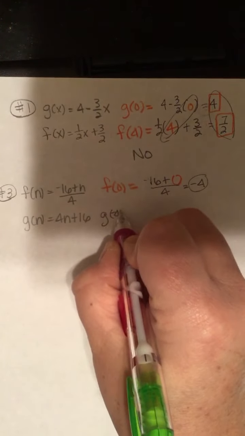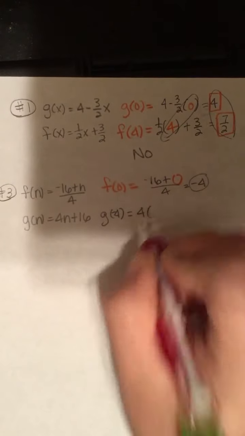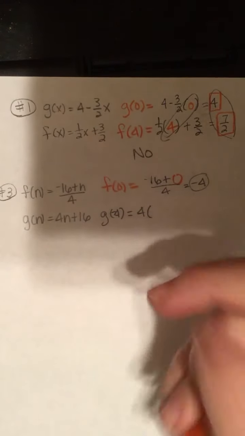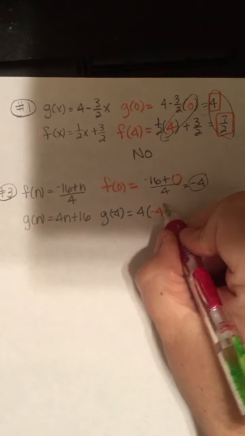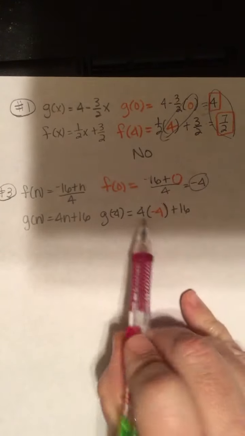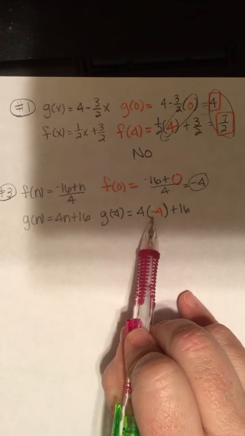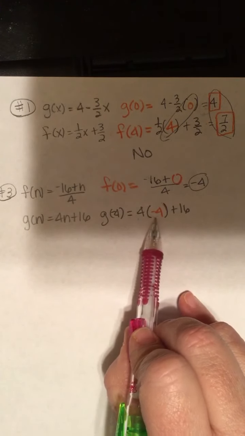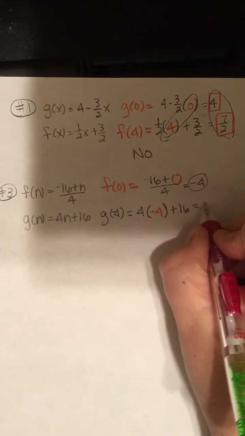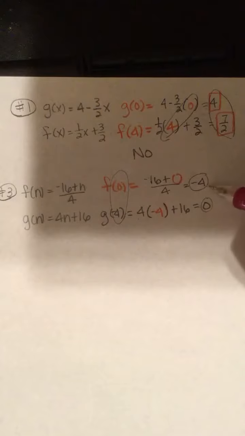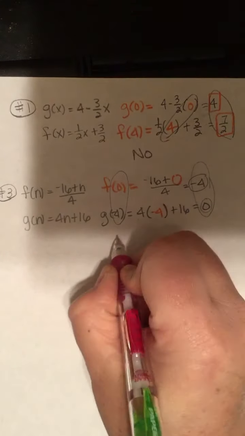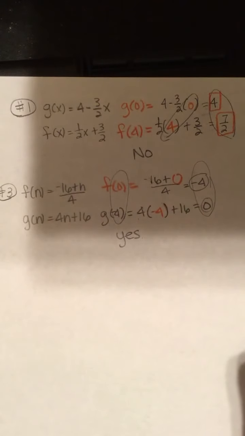g of negative 4 equals 4 times negative 4 plus 16. Negative 4 times positive 4 gives me a negative 16. Negative 16 plus positive 16 gives me 0. Now I'm going to compare 0, negative 4, negative 4, 0. So all those did was swap spots. Yes, these two are inverses. The rest of this section works the same way.